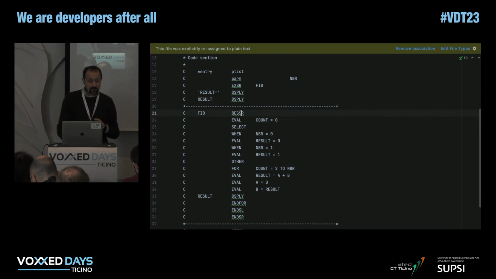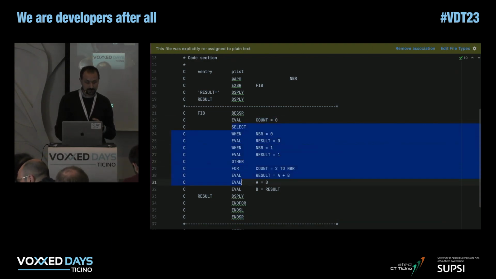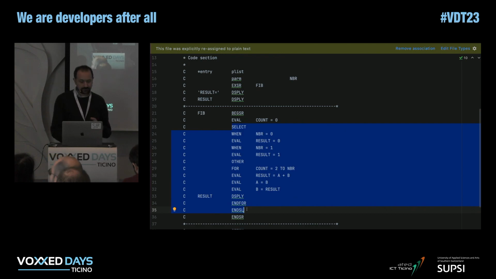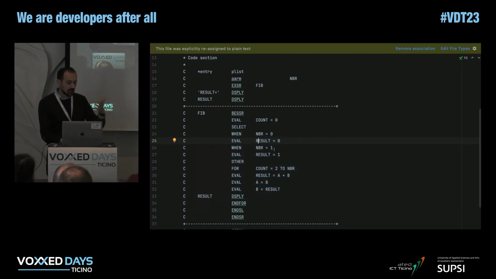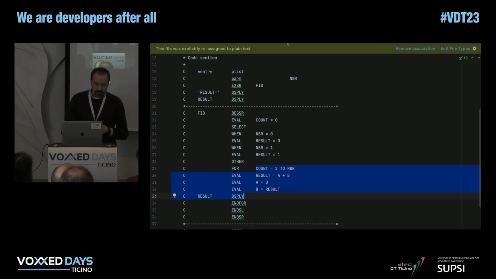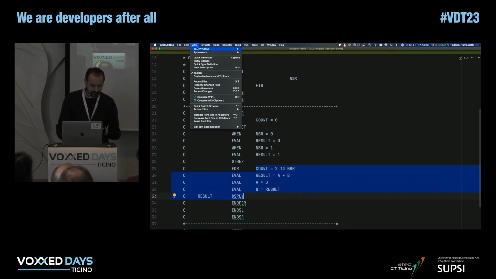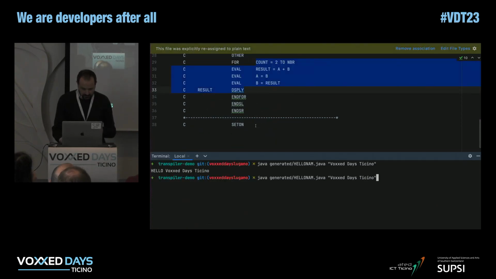We have a subroutine that starts here and ends here, which contains an assignment and a select, that is basically a sort of super switch. So the select says when number equals 0, assign 0 to result, when number equals 1, assign 1, otherwise do this. So we can also try to run this.